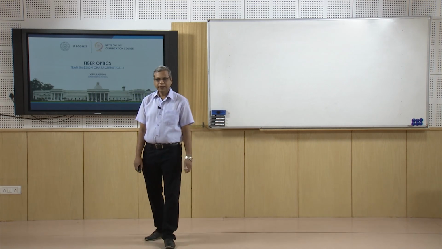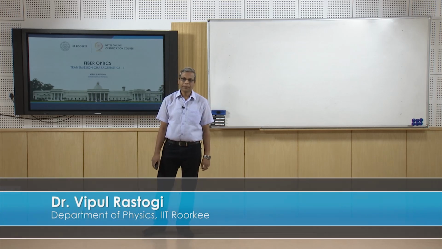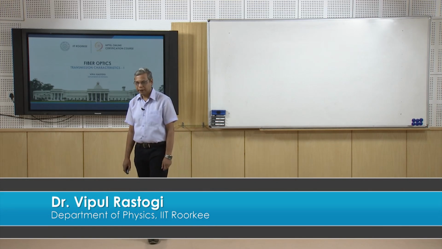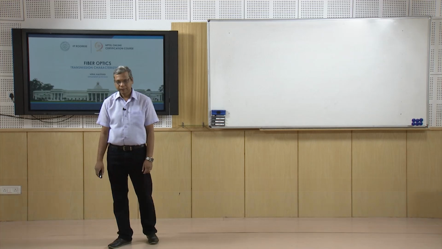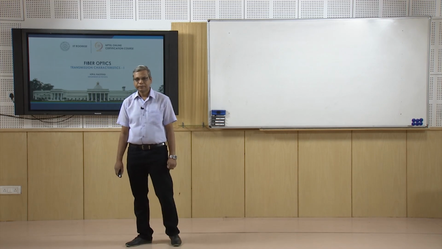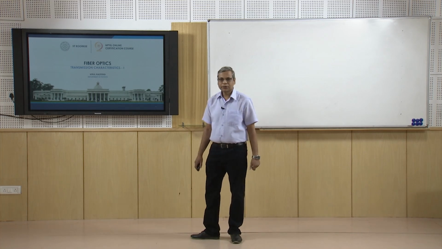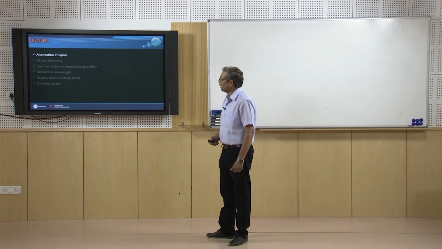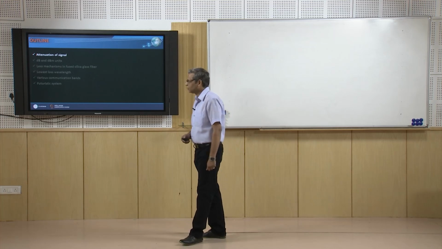In the next 3 lectures, we are going to see what happens to optical pulses when they propagate through an optical fiber. And in these 3 lectures, we will concentrate only on multimode fiber and see what happens to the pulses. So, I will start with the transmission characteristics of an optical fiber, part 1, and in this part I will concentrate on attenuation of signal.